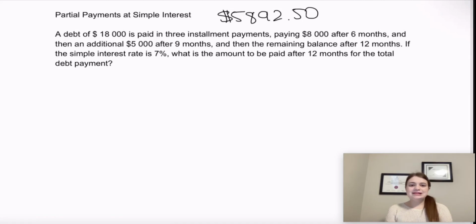Welcome back. Today we are going to be going over this partial payments simple interest problem. This time we are going to be using the American approach. We've already found out that the answer is $5,892.50 by doing the commercial approach.